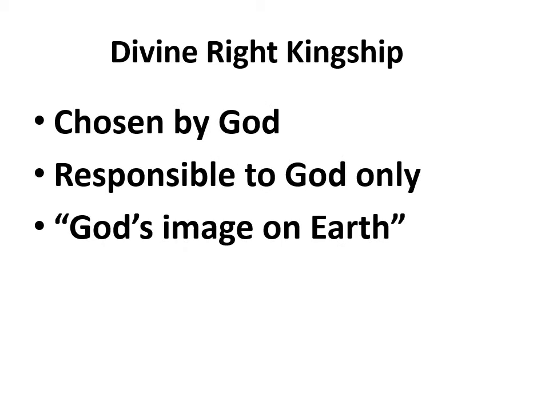Those who believed that absolute monarchy was the best sort of government, the best type of government, used different methods to justify it. They had all sorts of arguments as to why this is the best form of government. And the most prevalent justification was the idea of divine right kingship. So what is this? It's the idea that kings or queens were chosen by God. They are responsible to God alone.